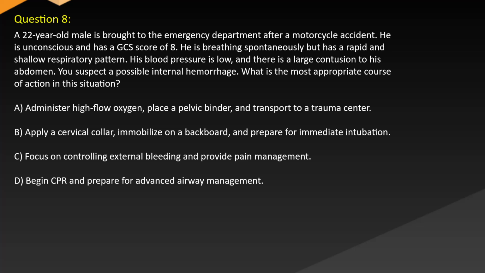Question 8. A 22-year-old male is brought to the emergency department after a motorcycle accident. He is unconscious and has a GCS score of 8. He is breathing spontaneously but has a rapid and shallow respiratory pattern. His blood pressure is low and there is a large contusion to his abdomen. You suspect a possible internal hemorrhage. What is the most appropriate course of action in this situation?